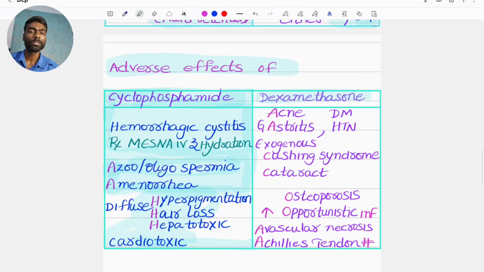Coming to dexamethasone, we already know the side effects of steroids: acne, gastritis, diabetes mellitus, hypertension, exogenous Cushing's and cataract. So we have to monitor for cataract with an eye examination, and examine the bones through x-rays and bone mineral density monitoring, because of osteoporosis and avascular necrosis. Spontaneous rupture of the Achilles tendon can also occur with Dexa. There is also an increased risk of opportunistic infections while on high-dose steroids.